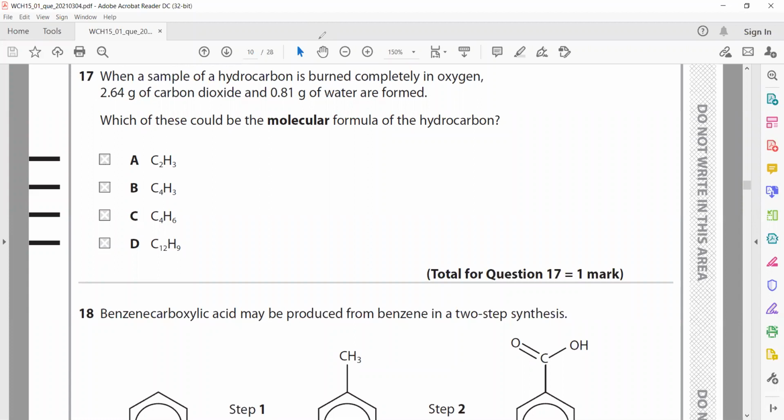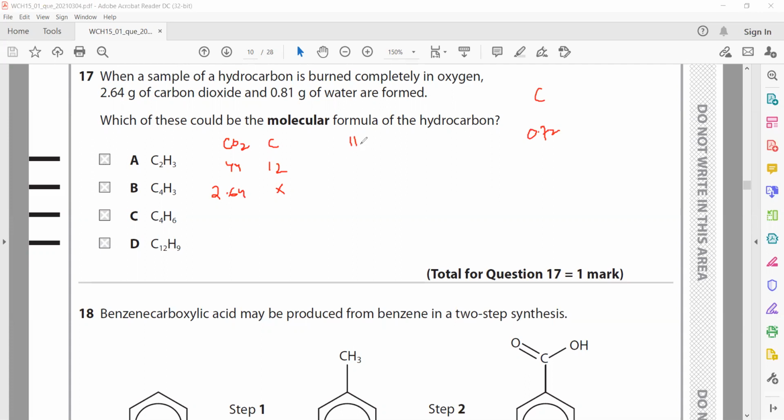If we have the mass of carbon dioxide, we can work out the mass of carbon in the compound, because the ratio between carbon dioxide and carbon is 44 to 12. So if we have 2.64, then this will be x. This x grams will be the mass of carbon. So 2.64 multiplied by 12 divided by 44. So the amount of carbon is 0.72.